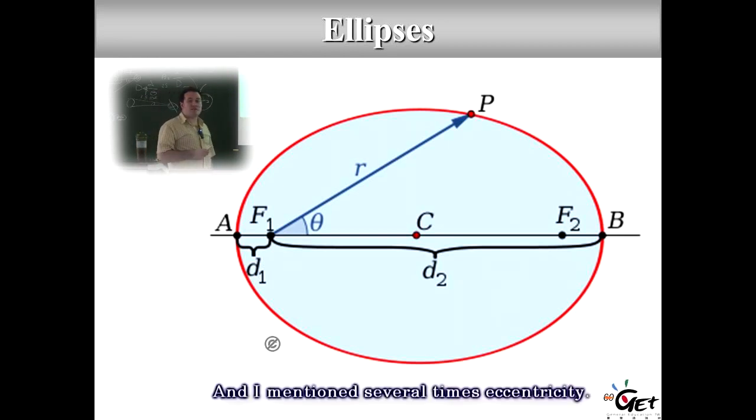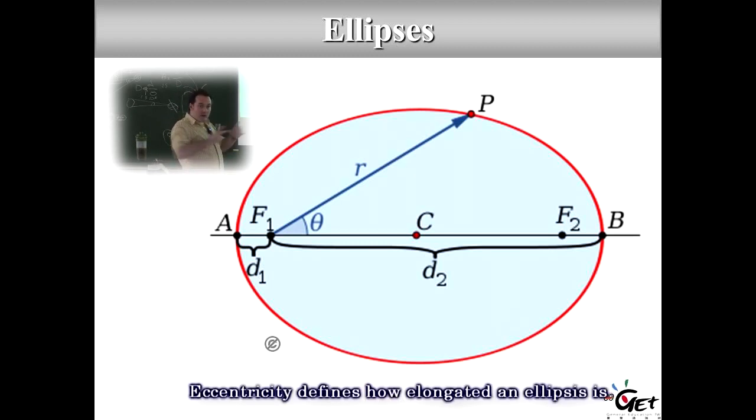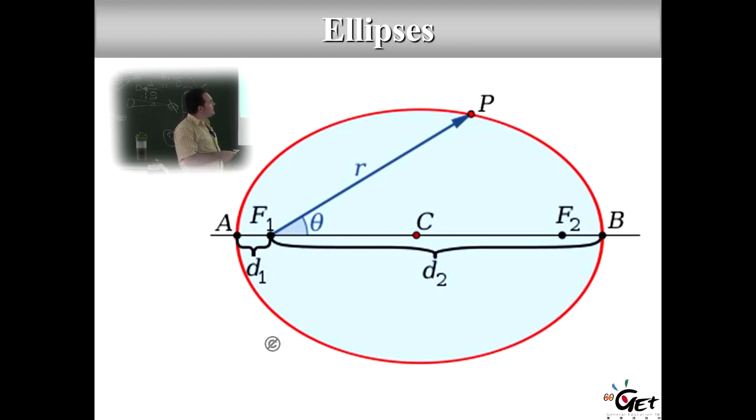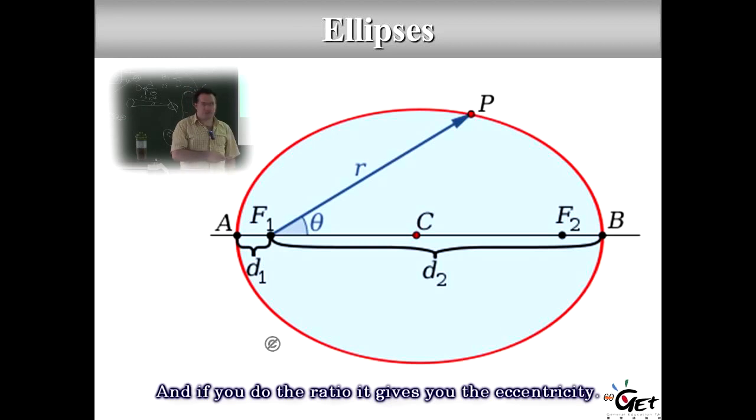And I mentioned several times eccentricity. Eccentricity defines how elongated the ellipse is. It's the ratio between c, the distance between the center and the focus, and a, the semi-major axis. Here, this is the center of the ellipse. This is one focus. c is the distance between the center and the focus, and a is the semi-major axis of the ellipse. If you do the ratio, it gives you the eccentricity.